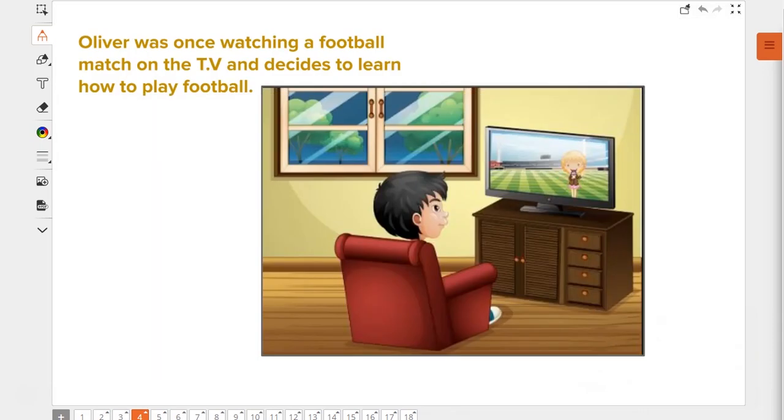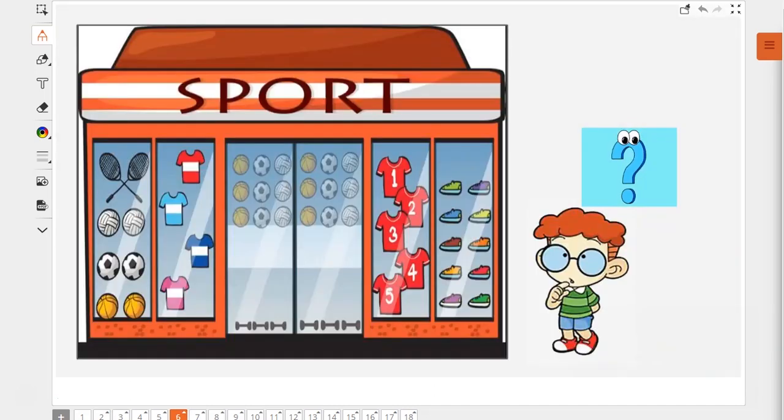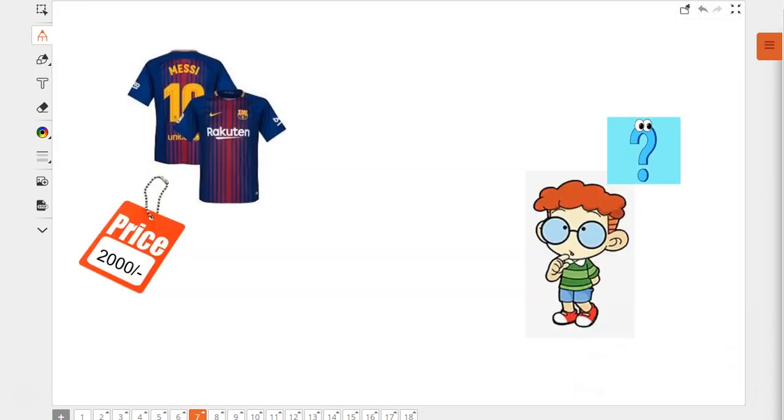Oliver once was watching a football match on the television and he decides to learn football. He decides to become a great football player just like Messi and plans to buy a jersey, shoes and a football for himself to kickstart his football practice. He was really confused on where to buy all this, so he goes to a sports shop where he finds all these things under one roof. First, he decides to buy a jersey similar to what Messi wears, with the name of Messi and the number 10. And he buys this for 2,000 rupees.